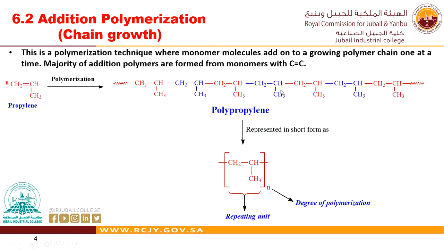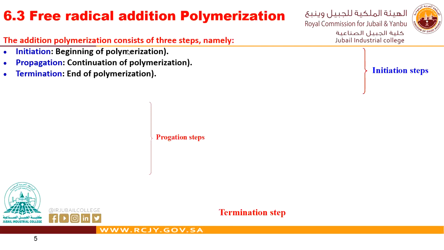But the most important thing here is that the monomers are added to the chain to form a long chain molecule, and that is why it is called addition polymerization, or otherwise chain growth polymerization. Now, free radical addition polymerization usually takes place in 3 different steps, because the polymerization doesn't just take place automatically. It happens in 3 different steps.